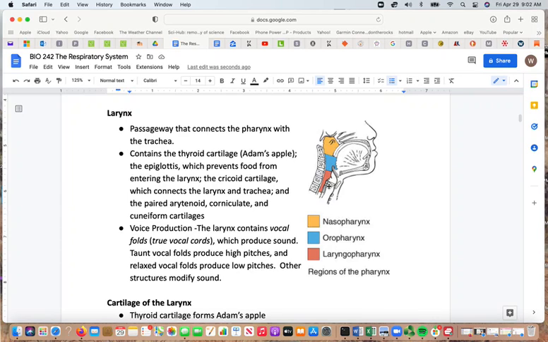So voice production does occur in the larynx. You've got your true vocal cords or vocal folds that produce sound, and then you have taut vocal folds that will produce high-pitched sounds. Relaxed vocal cords will produce the lower-pitched sounds. And then the other structures help to modify the sounds.